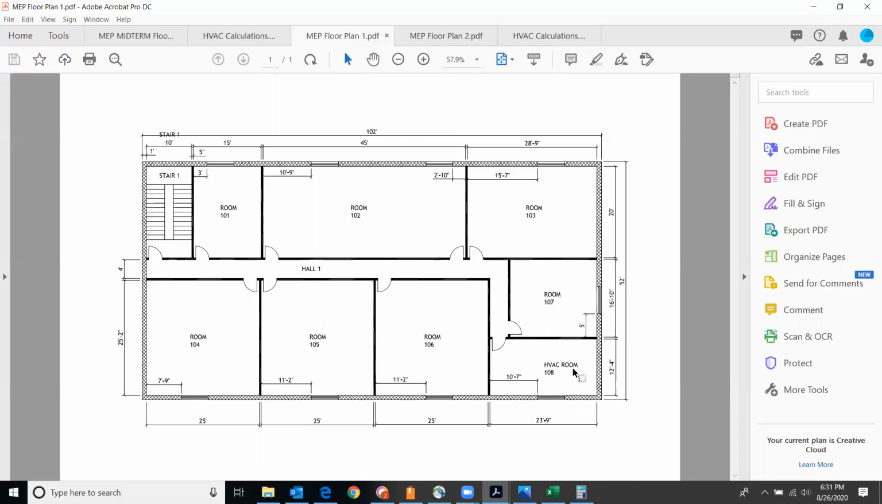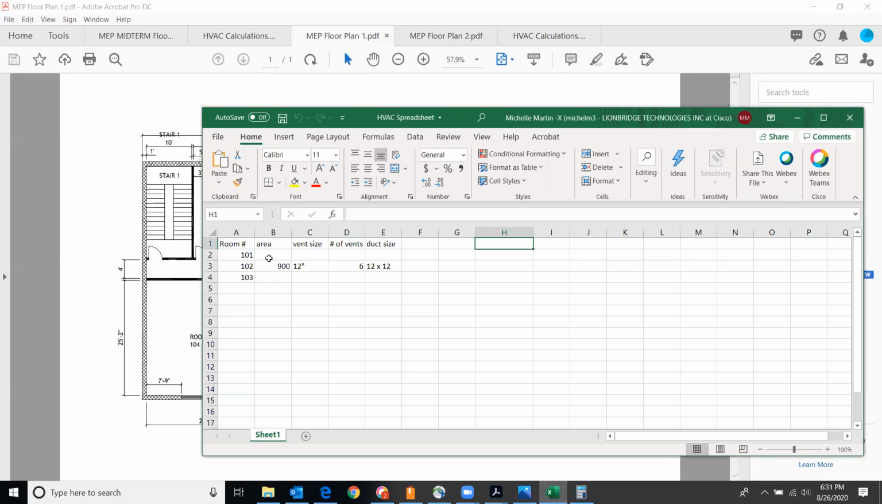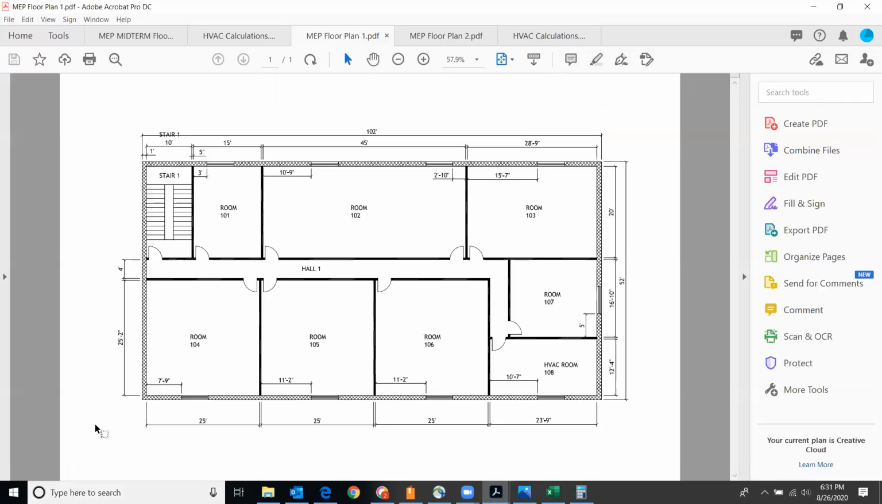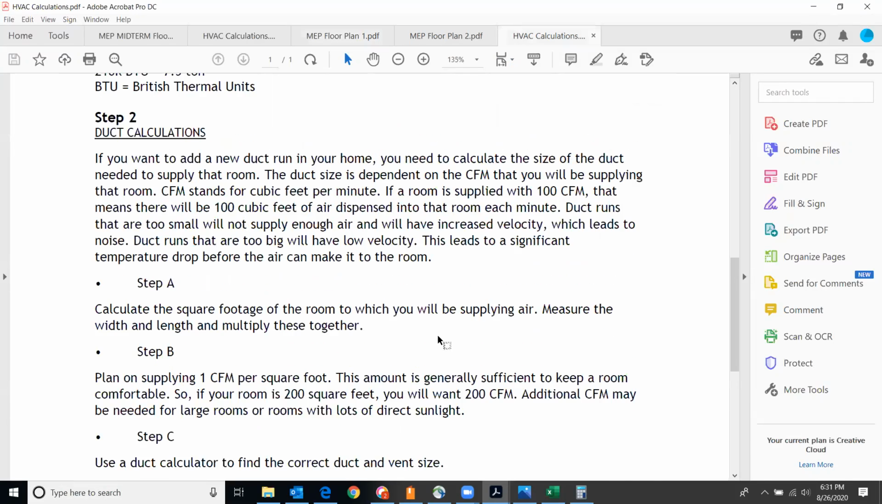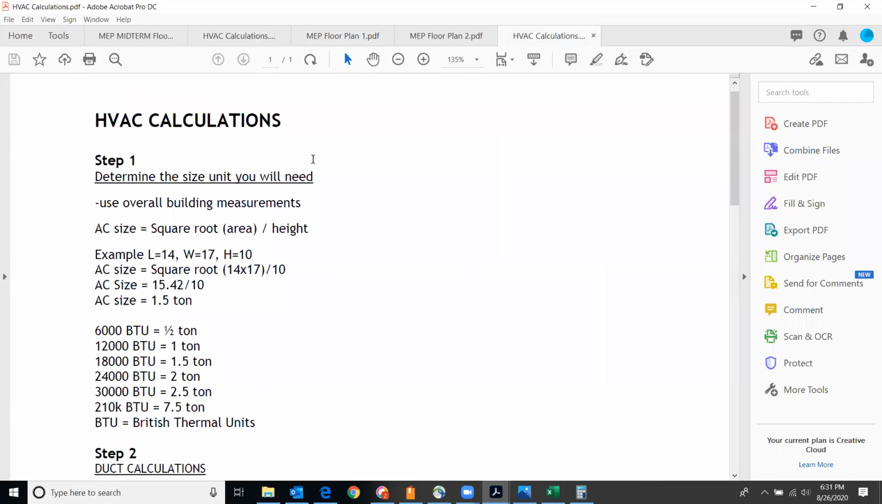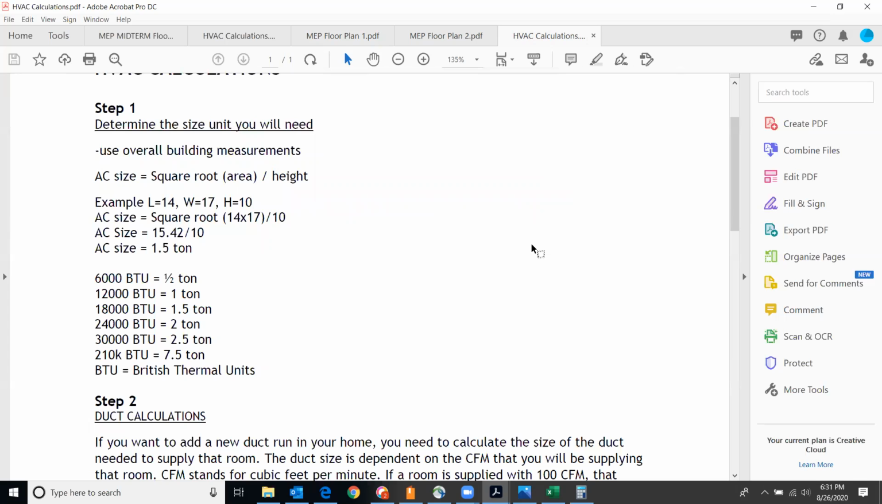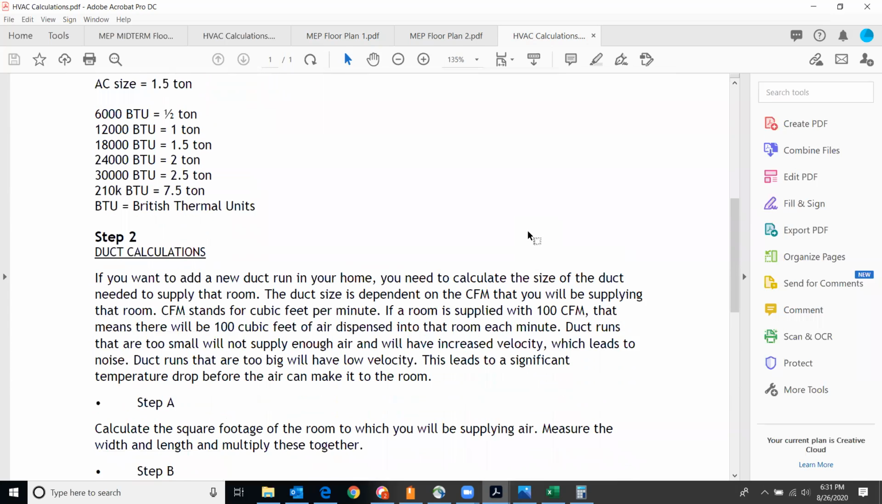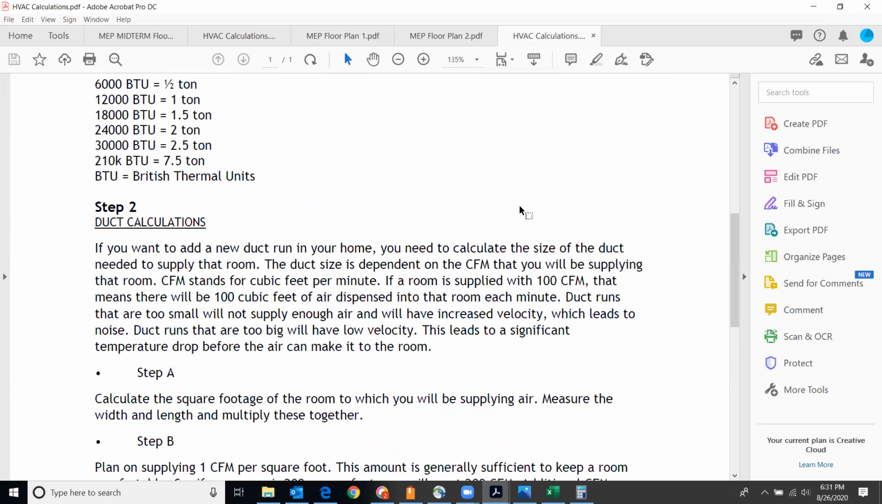But what your assignment is for this week is to do those calculations for area, figure out the vent size, vent numbers, and duct sizes of each room, and then determine the size of the unit that you'll need. So all math is very straightforward. It's very easy, and I don't think you should have any trouble with it. If you are having trouble, you can text me or shoot me an email, and we'll go through it, or just turn it in and we can grade it from there. But before we're actually able to draw anything, we need to have these calculations done. Any questions about that, y'all?